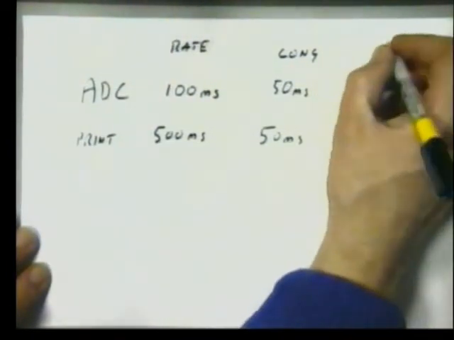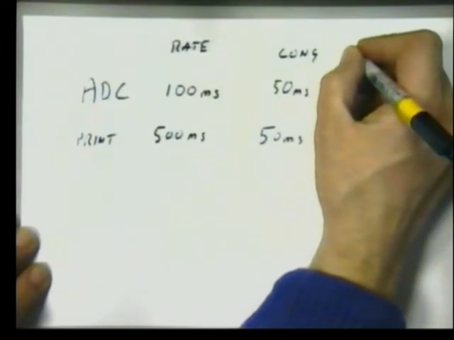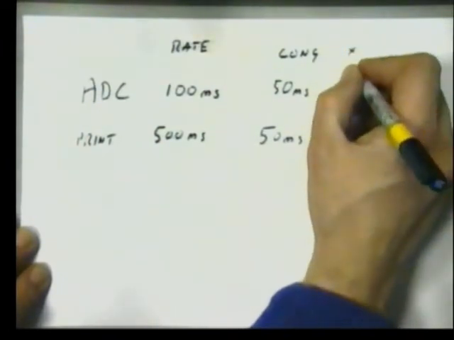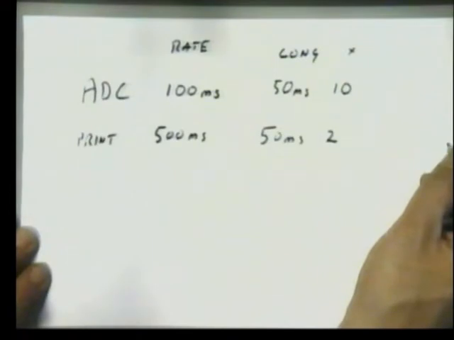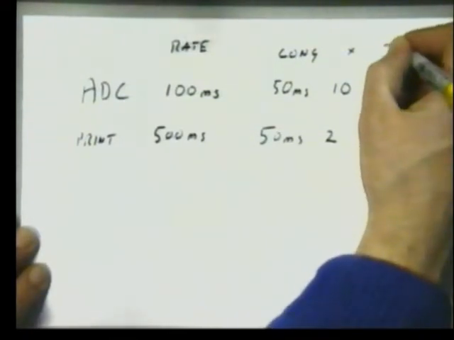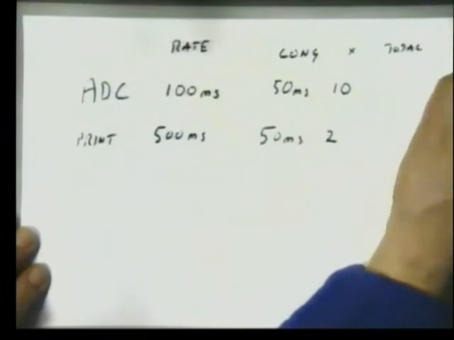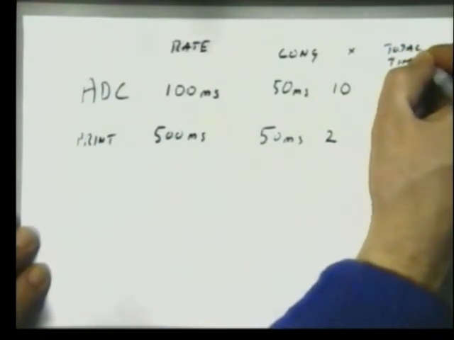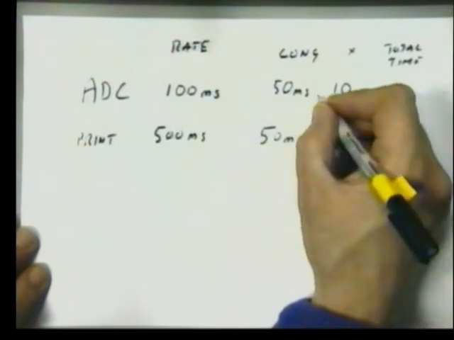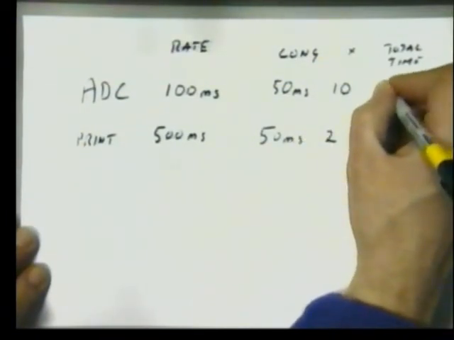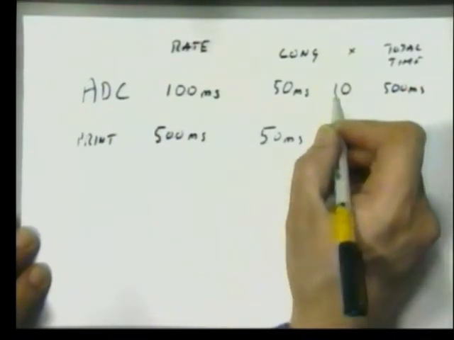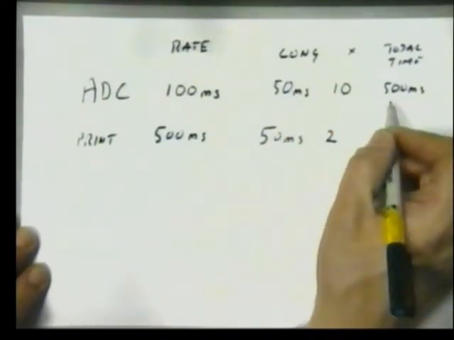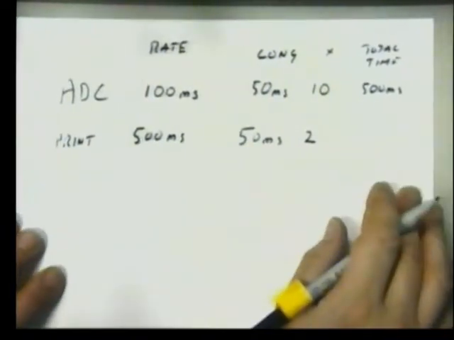Now we can add another little figure in there. Per second, sometimes it's easy to look at in frequency, the ADC will happen 10 times a second, and the printer will happen twice a second. So in one time slot, let's say 1 second, the total time taken by the ADC is 500 milliseconds: 10 occurrences per second, each 50 milliseconds long. 500 milliseconds of processing time is devoted to the ADC.